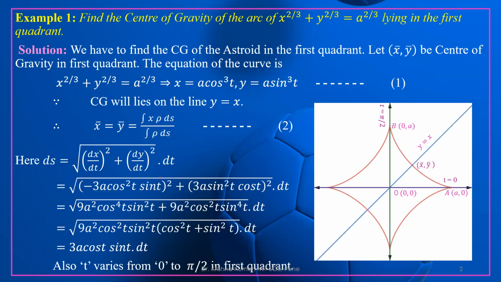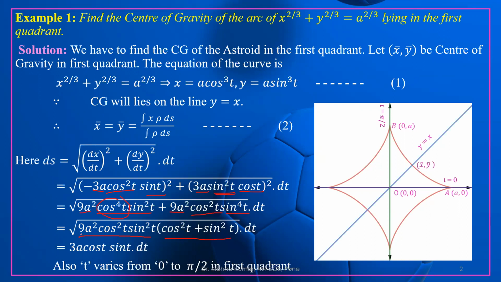Now this is squared, so 3a squared means 9a square. cos square t times cos square t means cos to the power 4 t, times sin square t. Similarly, 9a square, sin square t times cos square t, and sin square t times sin square t is sin to the power 4 t. Again, look here: 9a square cos square t sin square t is common, so we are taking it outside. What is remaining over here? Only cos square t is remaining here, and sin square t here. But we know that cos square t plus sin square t is 1, so we can put it as 1.